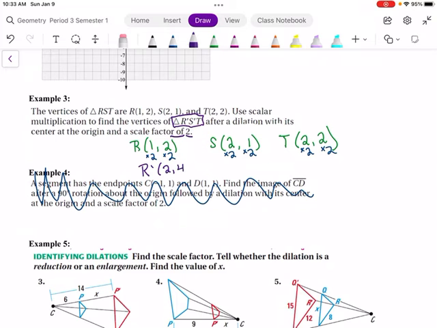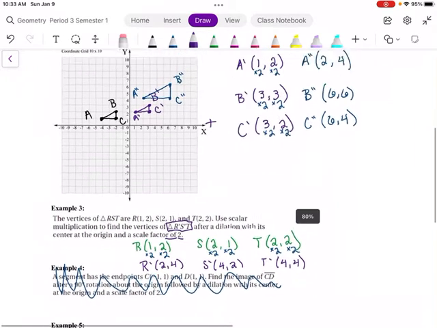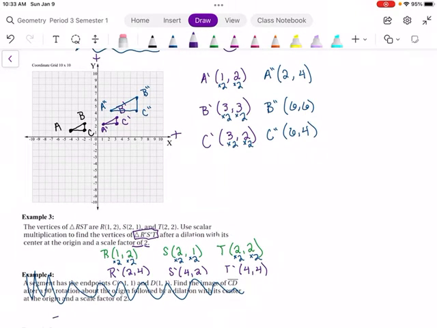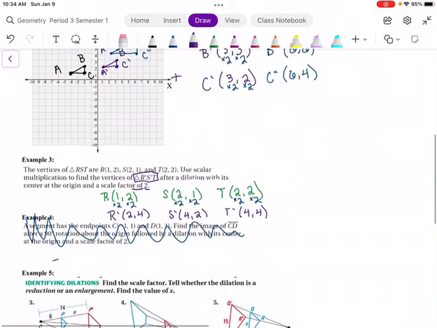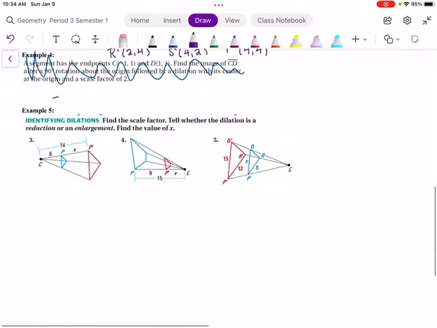So for R prime, you should have had 2, 4. S prime, you should have had 4, 2. And then T prime, you should have had 4, 4. So you are able to get the coordinate points without having to graph the image as well. On the test, there are going to be questions like the one where you have to graph, and also ones where you just have the coordinate points given to you. So it is important that you know how to do both.